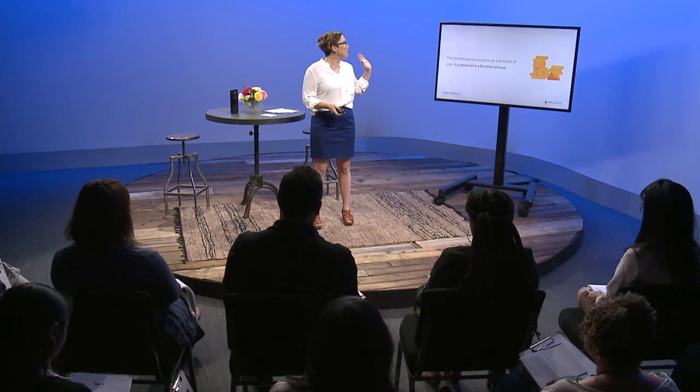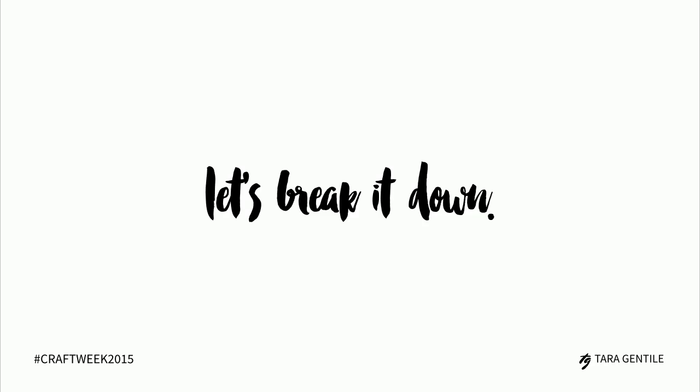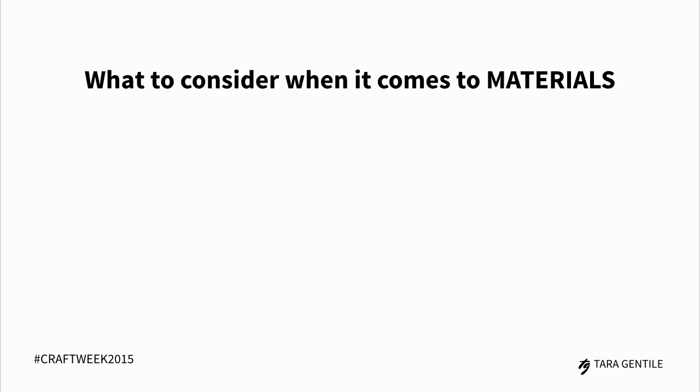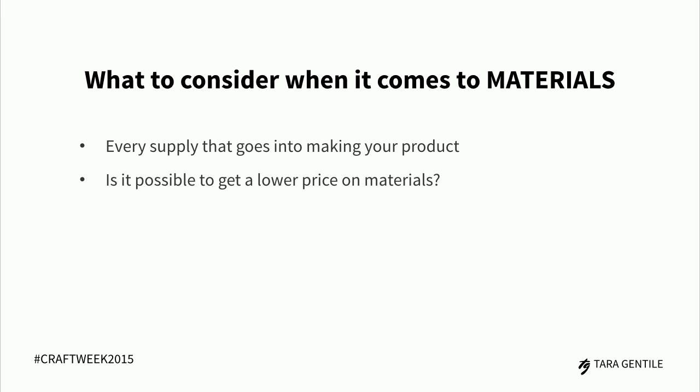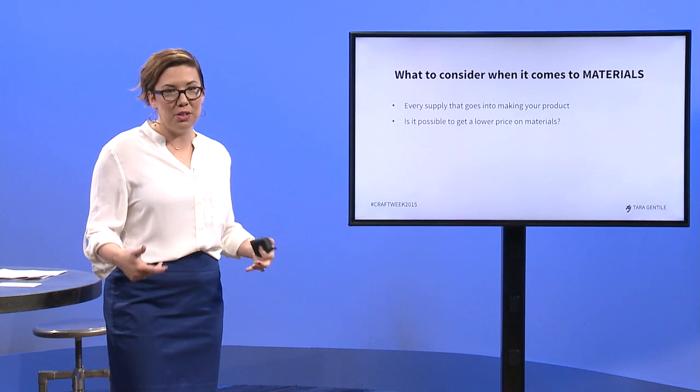All right, so that's where we're at. Let's break it down, each piece of this formula. Here's what to consider when it comes to materials. Materials is every single supply that goes into making your product. It is that straightforward. Now, what are some other things that you need to consider? Is it possible to get a lower price on materials? This is where big businesses spend a lot of time and energy, right? How can I get the cost of my materials down?